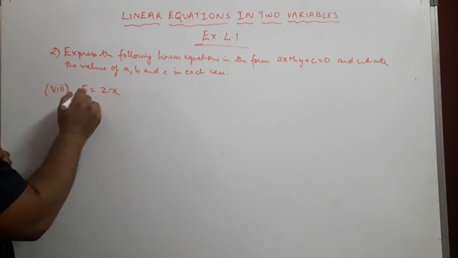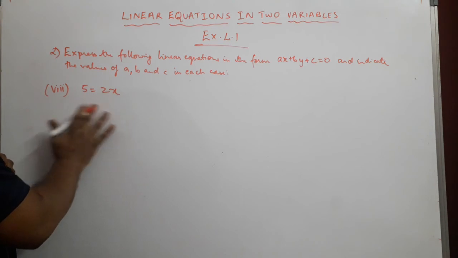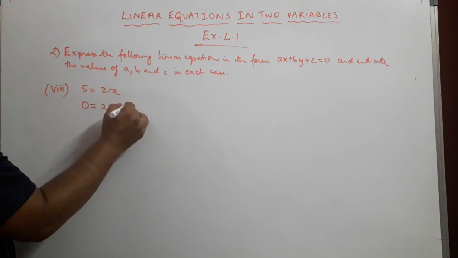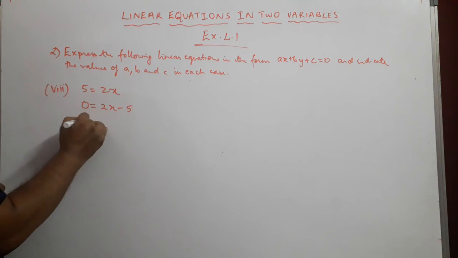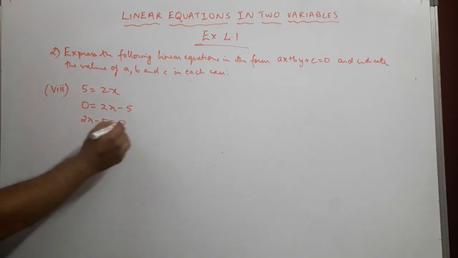Now if you take 5 on the right hand side, what happens? We'll get 0 here, 2x equal to -5. This is what we'll get. So this can also be written as 2x minus 5 equal to 0. Okay, and compare it with the general form.